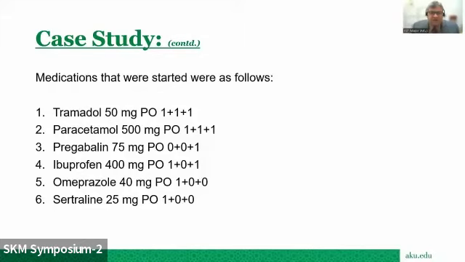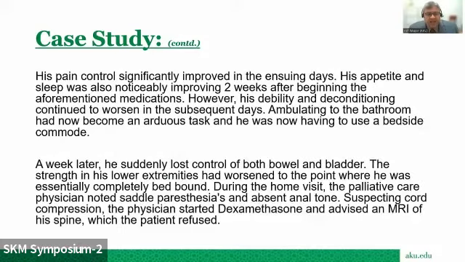So the medications that our physician started when he visited them at home were tramadol 3 times a day, paracetamol 3 times a day, pregabalin at bedtime, an NSAID, ibuprofen, twice a day, and a PPI for GI prophylaxis. And then he started a low dose of sertraline to address the patient's symptoms. After these medications were instituted, the pain control significantly improved in the following days. In fact, the patient's appetite and sleep also noticeably improved in the 2 weeks after beginning the aforementioned medications.